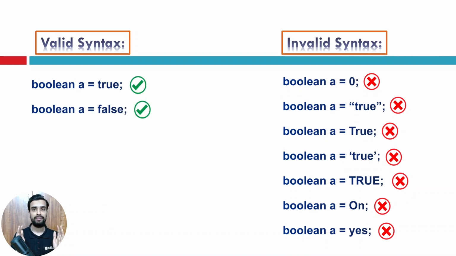I hope all of you have been able to understand everything with respect to the Boolean data type also. With this, officially, we have concluded our discussion on all of the 8 primitive data types.